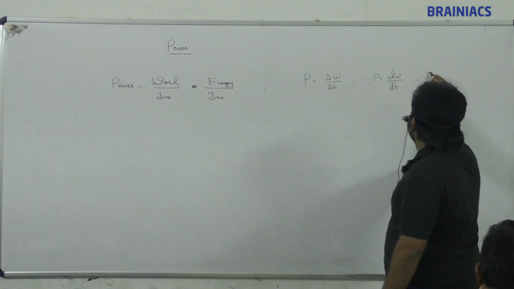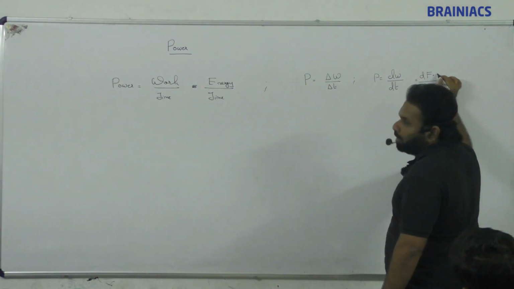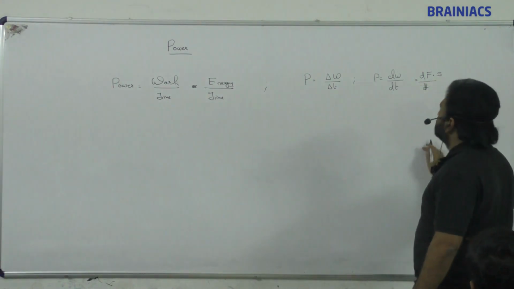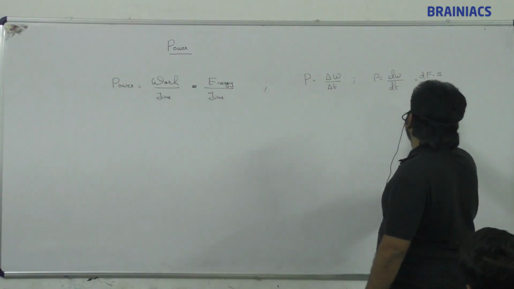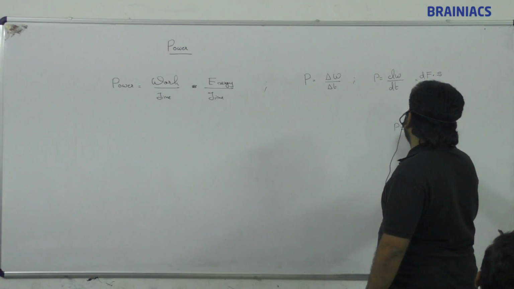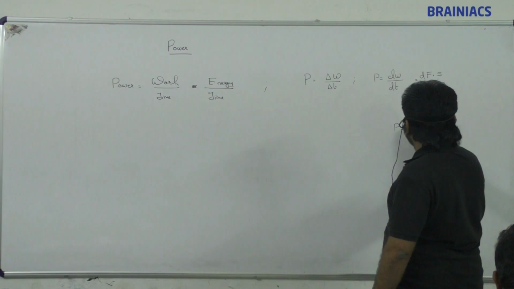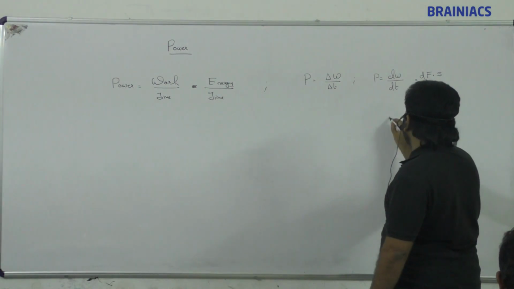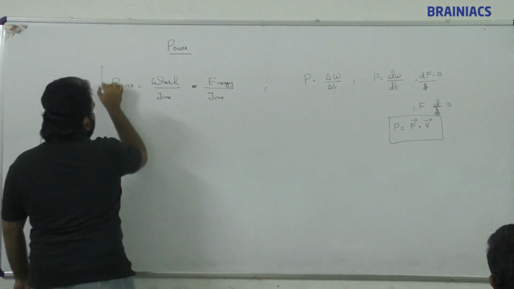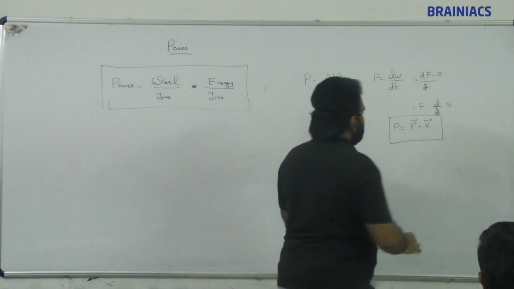W is nothing but d by dt of F dot S. So if this force is constant, then we can write d by dt of F dot S, so power is equal to F dot V. V is a vector, force is a vector, and power is a scalar. So this is one formula for power, this is another formula. Okay, so power is a scalar.